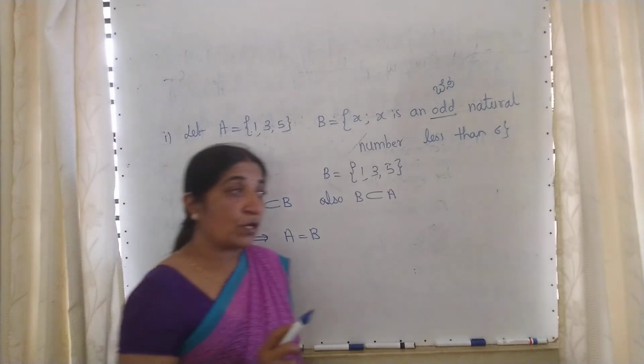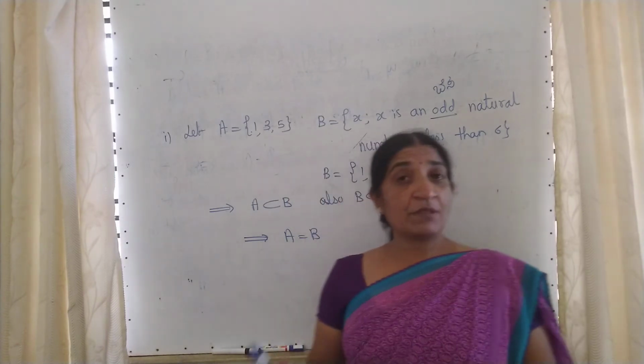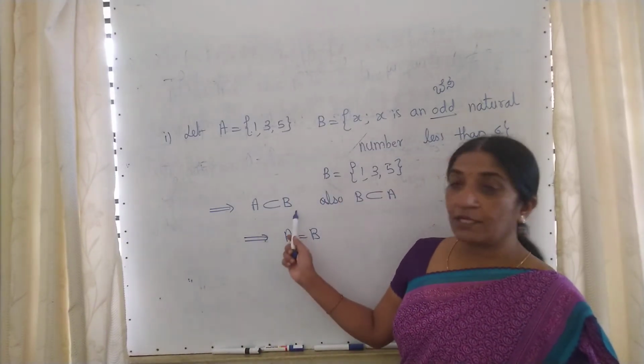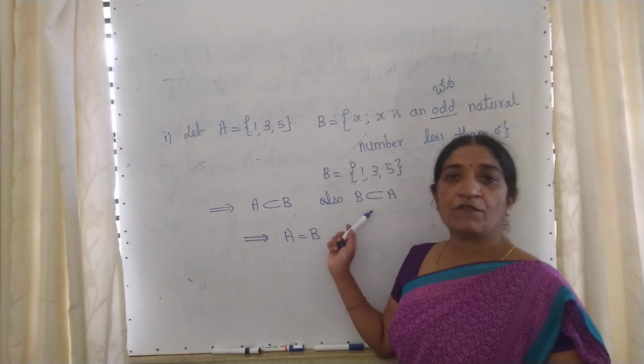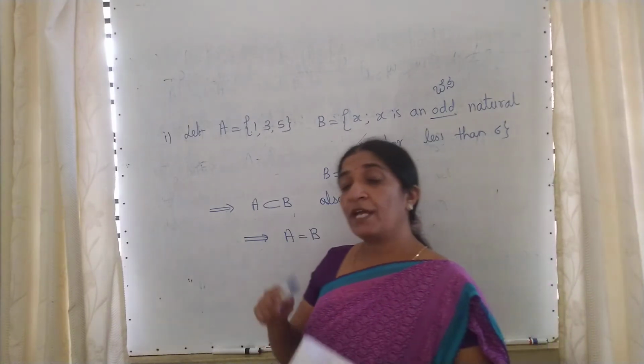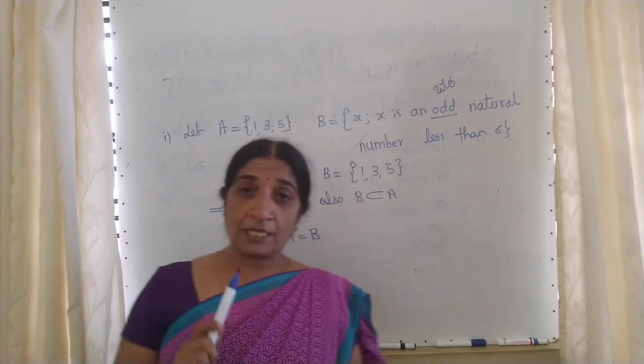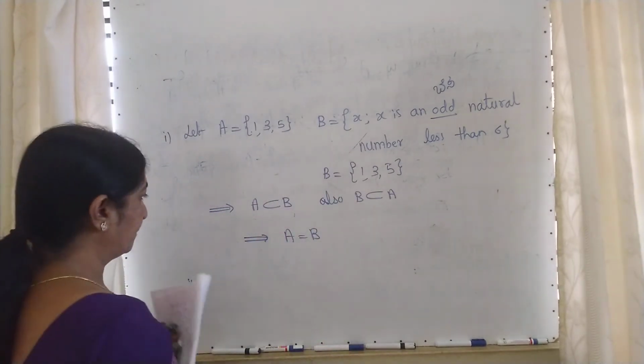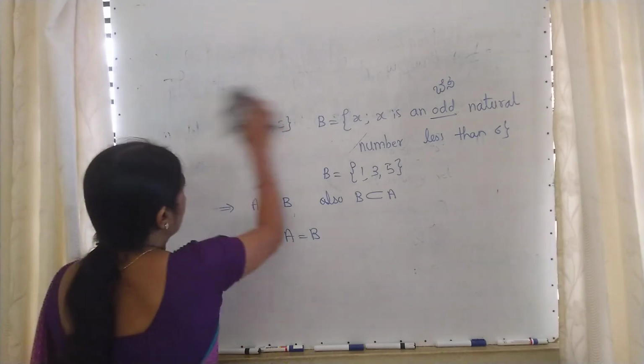Please students note down. Sometimes the examples also give you important points. A is a subset of B and B is a subset of A. See, A and B, if both the reverse and direct are satisfied, then you have to say that A is equal to B. Moving to the next example.